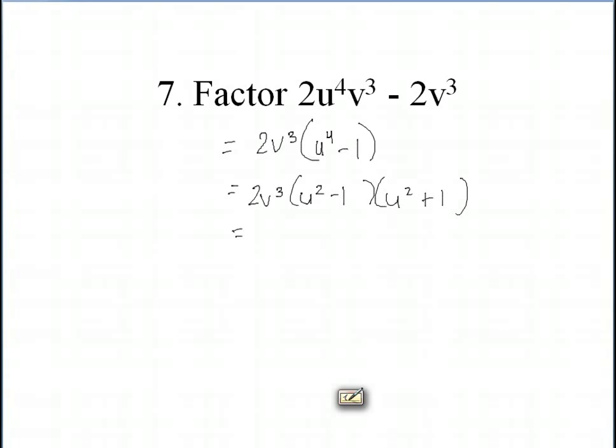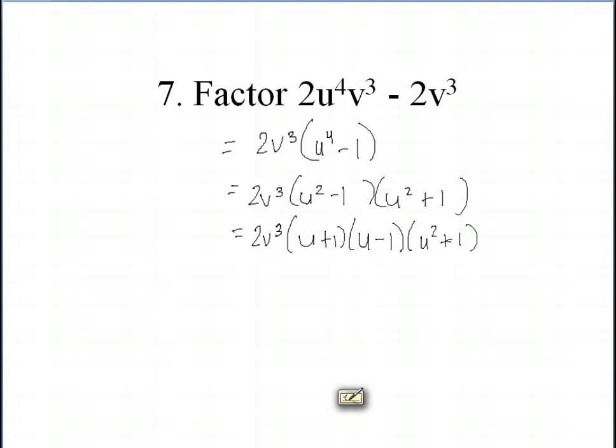Now let's look at each of these parentheses. We have another difference of squares in this u squared minus 1. So they're both perfect square terms, and there's a difference. We have a subtraction between them. So we can factor that a little further. 2v cubed, and this would factor to u plus 1 times u minus 1. And we bring down the u squared plus 1.